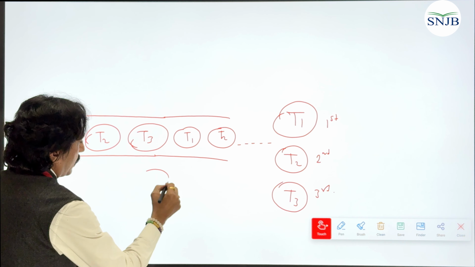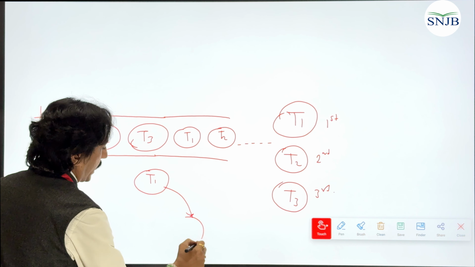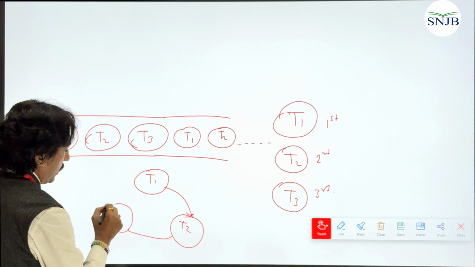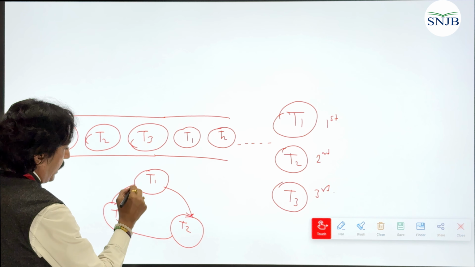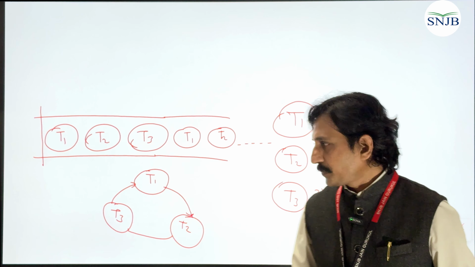If you draw round robin using a diagram, you can draw it like this: T1, T2, T3, and again T1. This is how the round robin algorithm works.